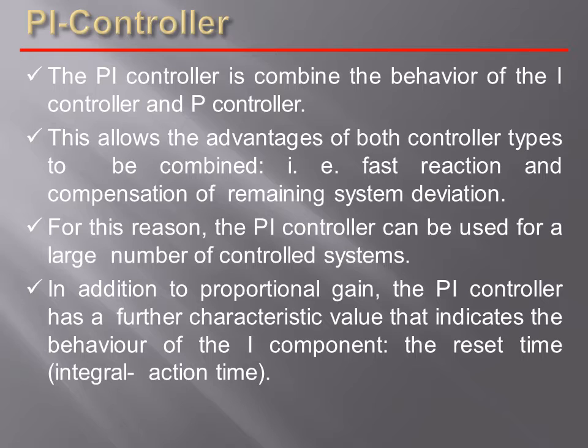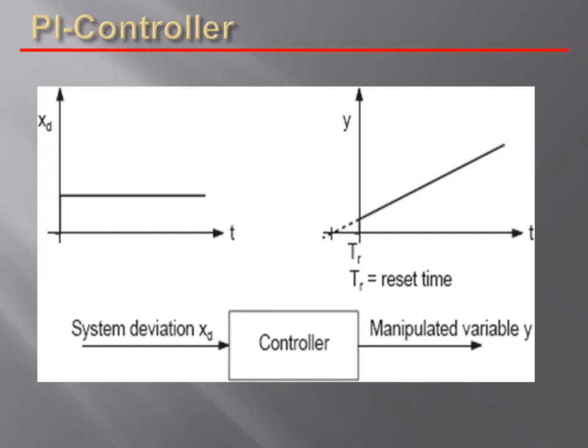In addition to proportional gain, the PI controller has a further characteristic value that indicates the behavior of the integral, that is the reset time or integral action time. So here it is the response of PI controller. First is the system deviation, that is input error. Then manipulated variable y, that shows the output.